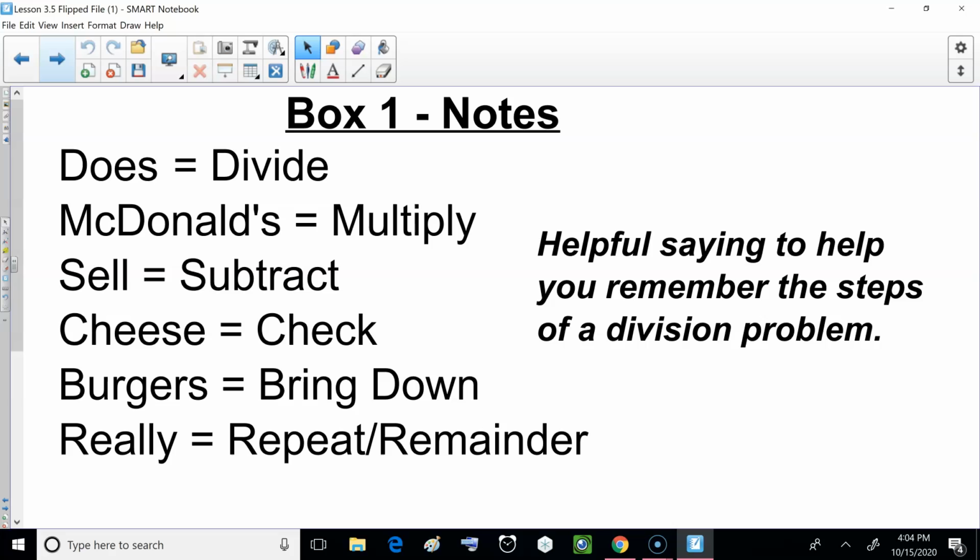begin. So this is the same that we used yesterday. Does McDonald's sell cheeseburgers really? Divide, multiply, subtract, check, bring down, repeat, remainder. So that's a helpful saying to help you remember the steps of a division problem. We might reference that in the last video. We might do it again today.